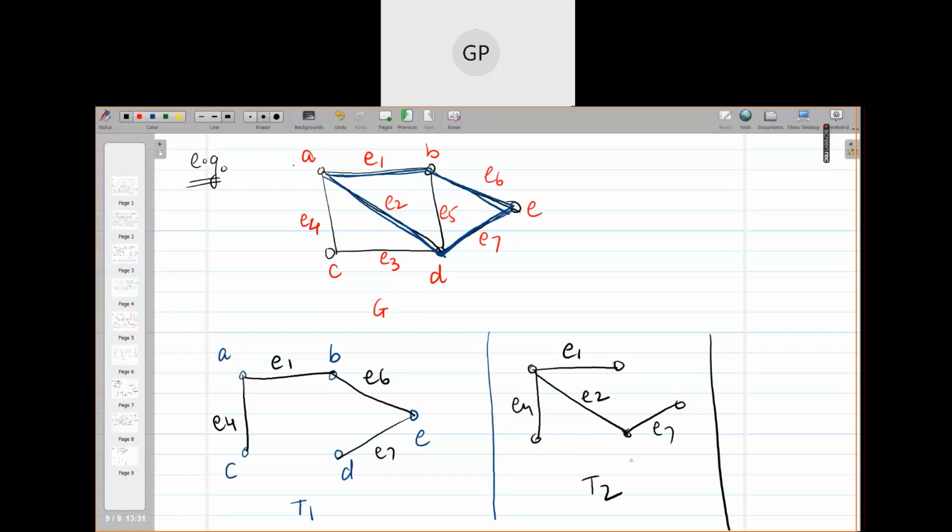So what is your homework? Draw all spanning trees of G. You have to complete this. Have you understood spanning tree? Yes, ma'am.